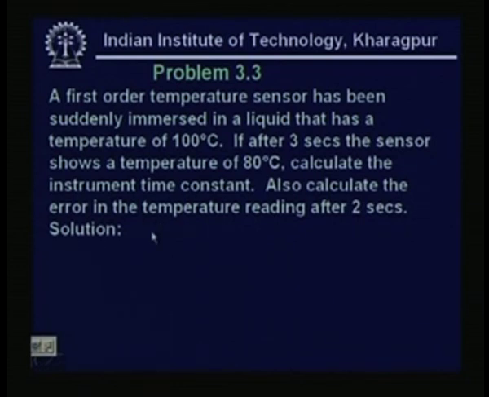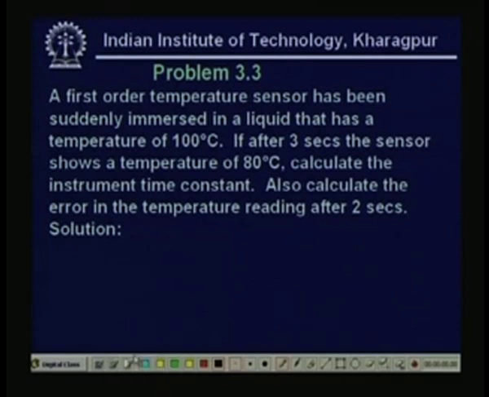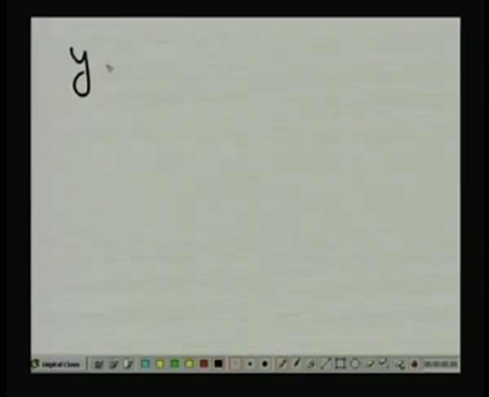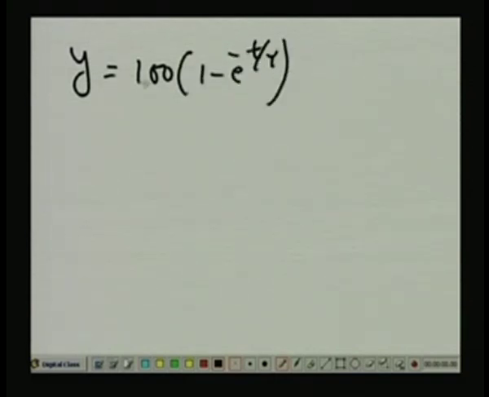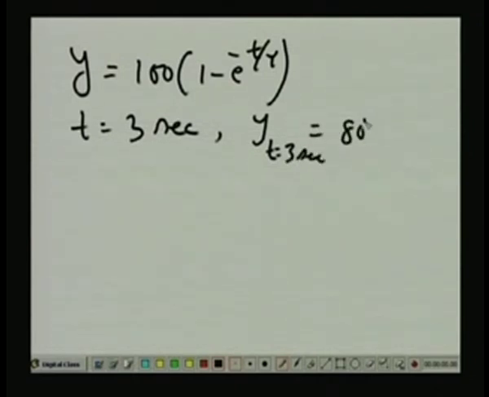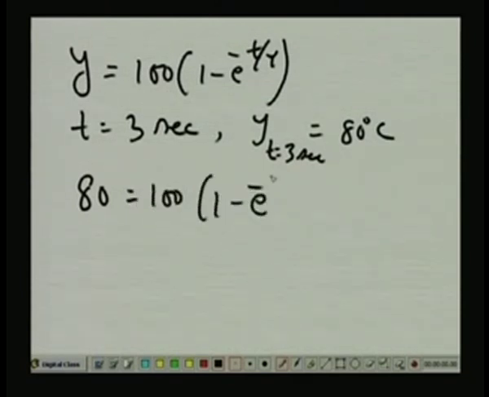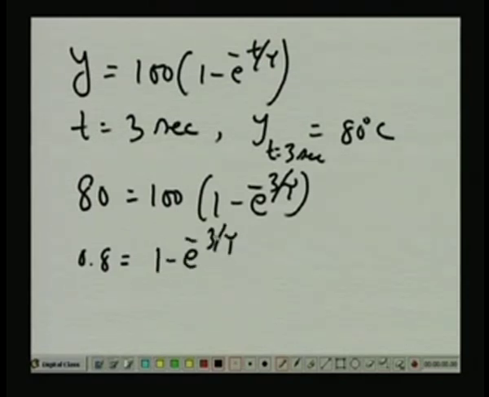So, here you see that y equal to 100 times (1 minus e to the power minus t by tau). So, t equal to 3 seconds and y at t equal to 3 seconds is equal to 80 degree centigrade. So, 80 equal to 100 times (1 minus e to the power minus 3 by tau). After solving, I can show you the detailed calculation. So, it is coming 0.8 equal to 1 minus e to the power minus 3 by tau.